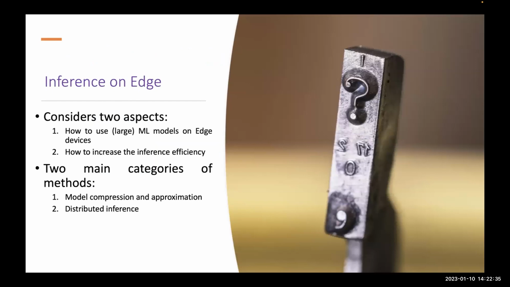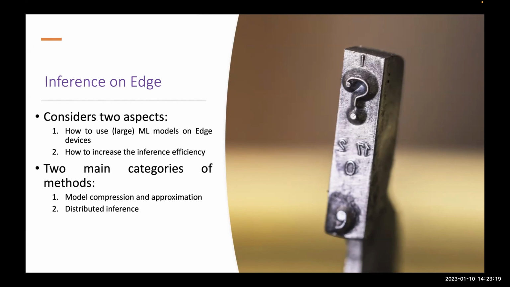For the inference on the edge, we are considering 2 aspects in general. You have how to use large machine learning models on the edge devices, and then how to increase the inference efficiency. These are the 2 questions everybody wants to answer when dealing with inference. So you have a model and you have a device. What are the steps that you need to perform to execute those models? I'm not saying that the edge should be able to execute all the models, but you have models that could be transported to the edge.